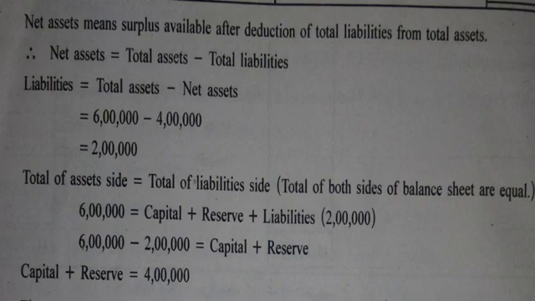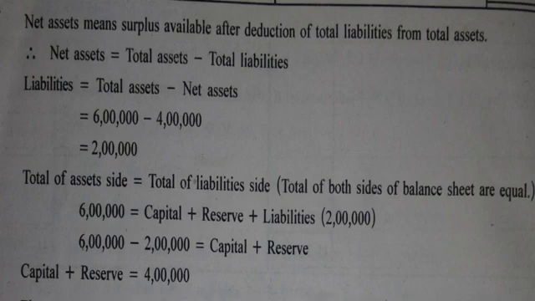Obviously, on the liabilities side, you are always having three things: the capital, reserves and surplus, and the liabilities. So the very first thing that we know is the total of liabilities side is 6 lakh, just because the total of asset side is 6 lakh. Now on the liabilities side, the total liabilities are 2 lakh. So the remaining is 4 lakh.